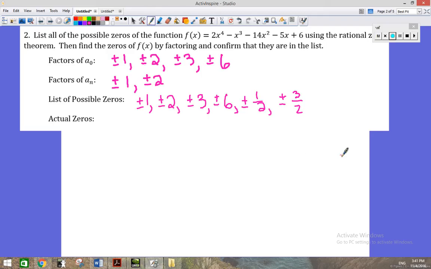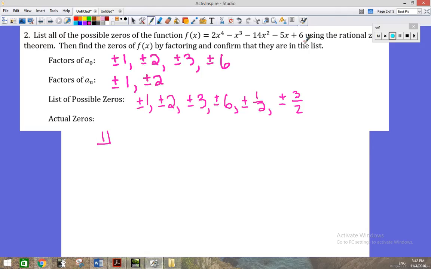I'm going to use synthetic division. If you want to plug numbers into the function and see where the output is 0, you can do that. But I'm using synthetic division because as soon as I find a 0, I'm going to have to use synthetic division anyway. Let's try 1.